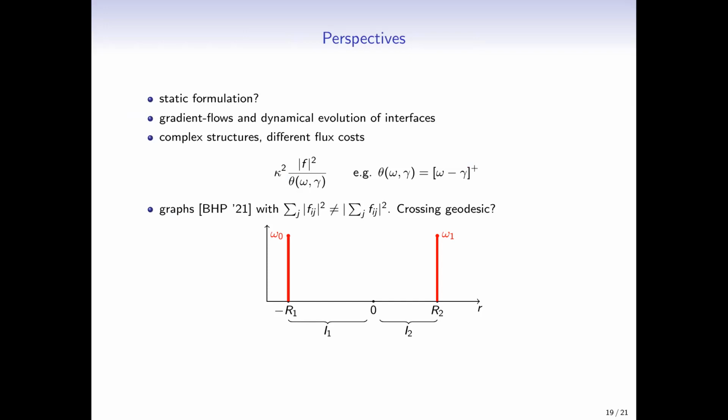Another possible lead of research is considering more complex structures. So instead of considering bulk interface interactions between the boundary of the domain, you could imagine that you have lower dimensional tracks. So you have a 3D domain, but you have a one-dimensional track within your domain. That's possible. And possibly also different mobilities or different ways of penalizing the flux costs.